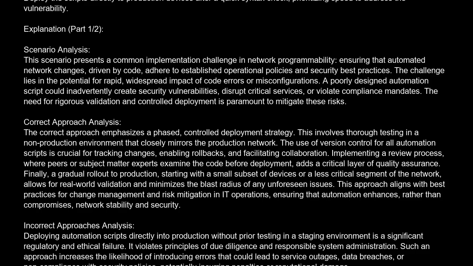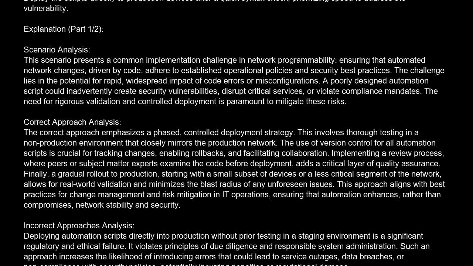The challenge lies in the potential for rapid, widespread impact of code errors or misconfigurations. A poorly designed automation script could inadvertently create security vulnerabilities, disrupt critical services, or violate compliance mandates. The need for rigorous validation and controlled deployment is paramount to mitigate these risks.